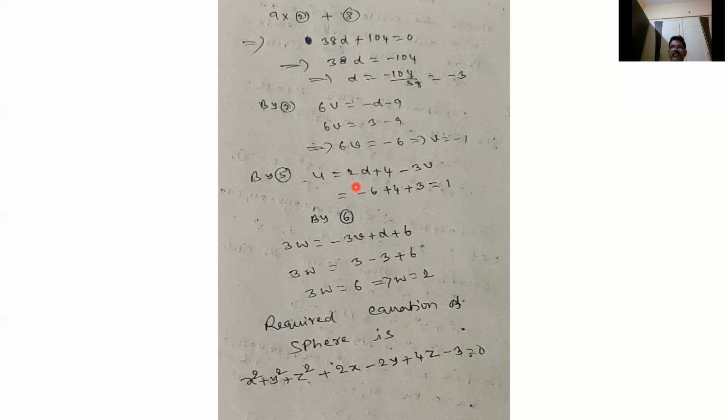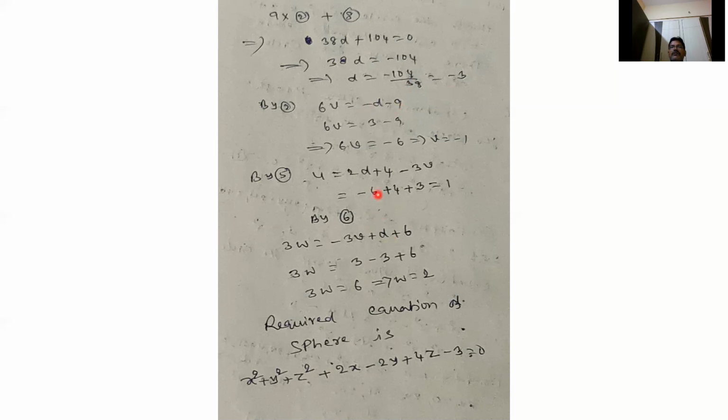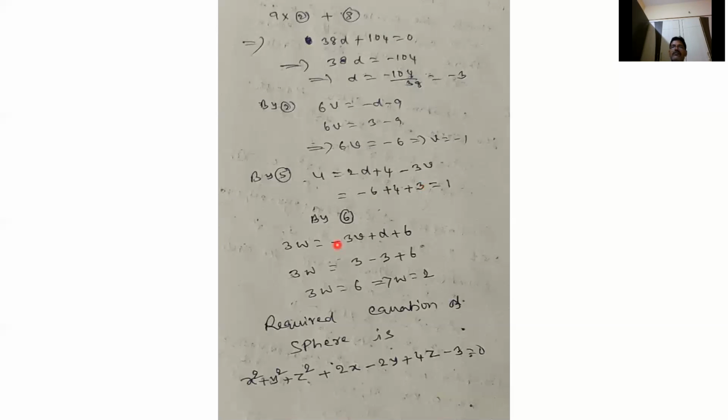And again by 5, what is u? u is equal to, taking right side, minus 3v plus 2d plus 4. Then u is equal to minus 3v plus 2d plus 4 by 5. So we'll get 3 minus 6, d is minus 3, minus 6 plus 4, v is minus 1 plus 3. So minus 6 plus 7 equal to 1.